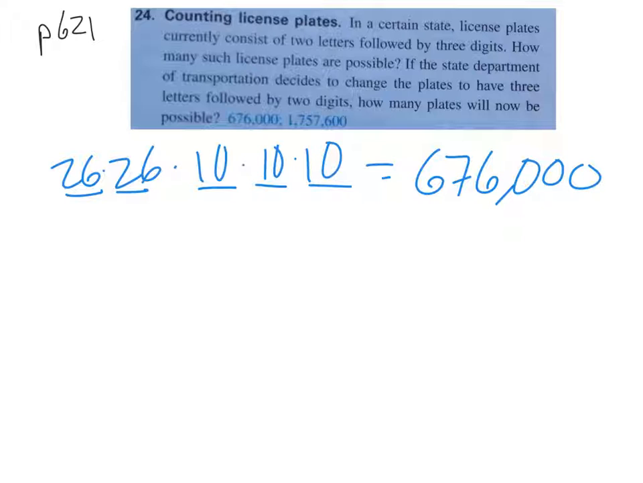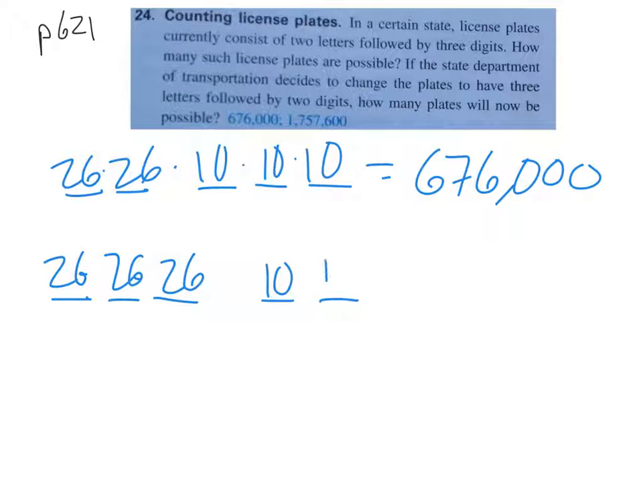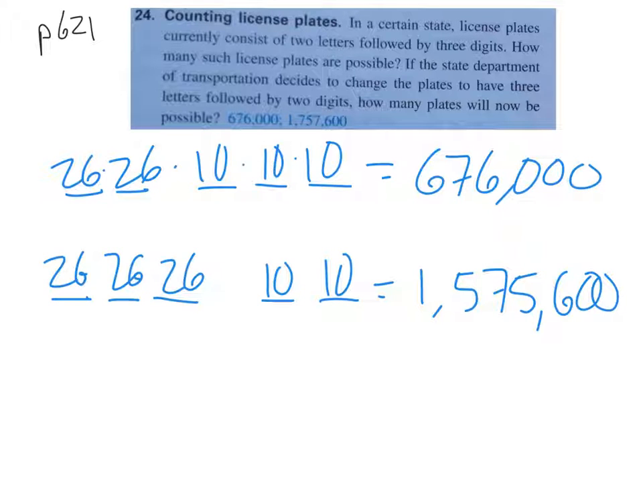Now it says if the State Department decides to change the plates to have 3 letters followed by 2 digits, so we're going to flip it. 1, 2, 3 letters, 2 digits. This time you have 26, 26, 26. You can probably guess already it's going to be quite a bit bigger. In this case you'll get 1,575,600 different license plates you can create using those restrictions.